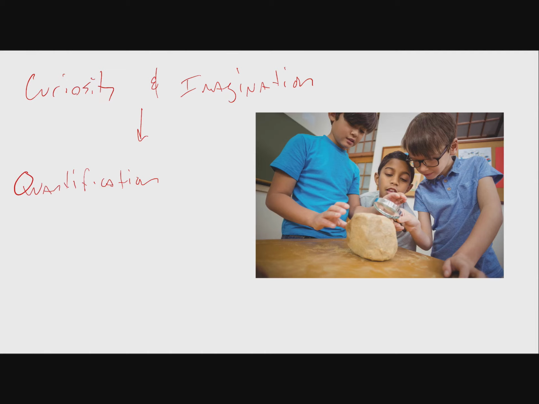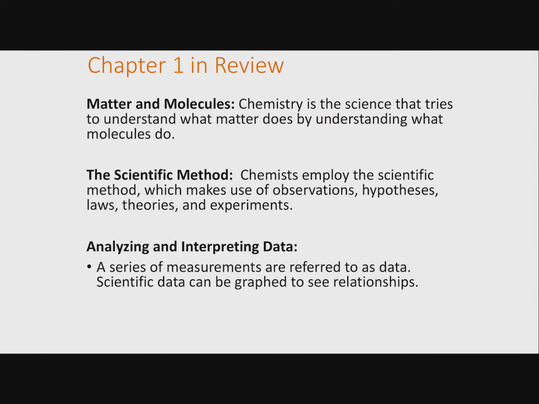All right. So from what you should know from chapter 1, chemistry is a science that tries to understand what matter does by understanding what molecules do. The scientific method that chemists employ makes use of observations, hypotheses, laws, theories, and experiments, not in that order. And then analyzing and interpreting data requires a series of measurements, and we call those measurements data, and sometimes you have to graph it to see the relationships. You're going to have to graph something in the first lab that you guys do, the measurements lab. Maybe that's not true. In the density lab, lab 2, you're going to graph something. But it helps to see relationships. Okay, so I think that'll do it.